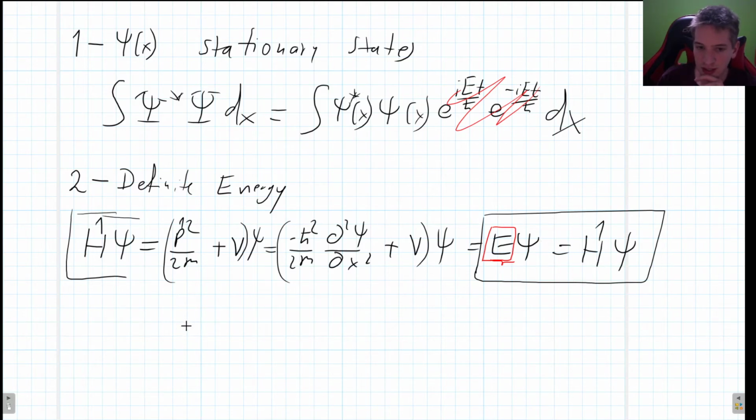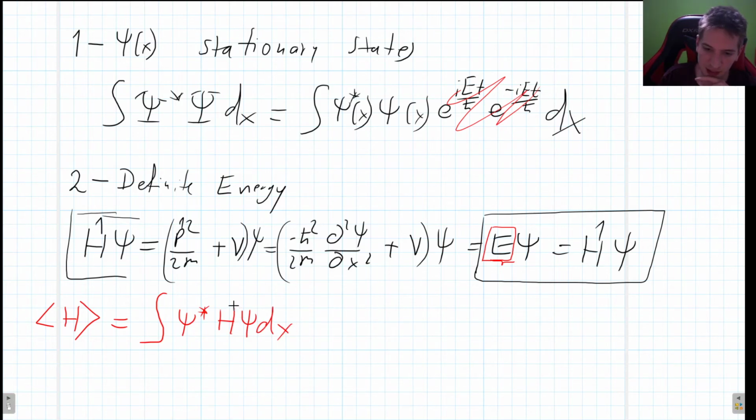Now let us look at the expectation value of the Hamiltonian. What do we expect to find here? This is just going to be psi conjugate times the Hamiltonian applied on the wave function. But what is the Hamiltonian applied on the wave function? As we see from the Schrödinger equation, this is just the energy acting on the same function. So we can just take the energy out.